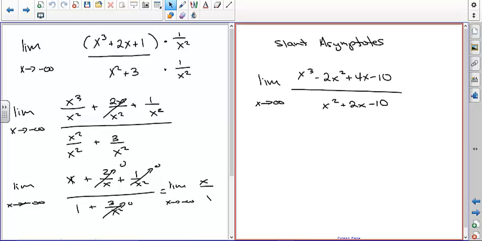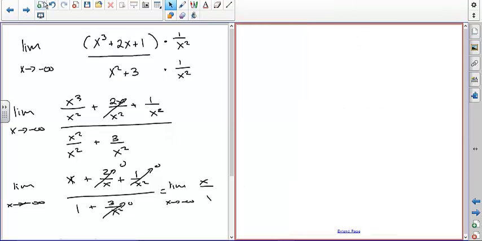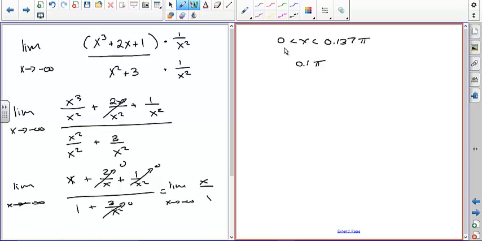So the first interval for the first derivative is going to be from 0 to 0.137 pi. And so when you choose the x value, what I do is I just look at the decimal, and I've got 0.137, so I pick the nearest decimal that's a simple decimal. So I chose 0.1 pi, because that's between 0 pi and 0.137 pi.